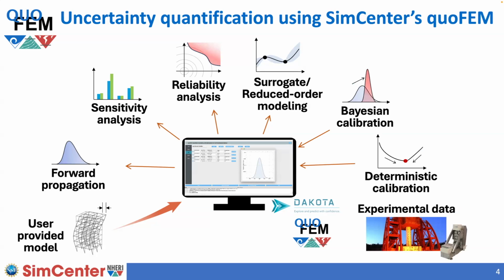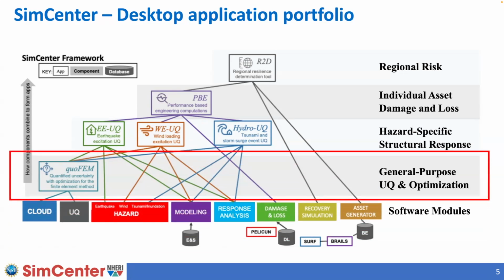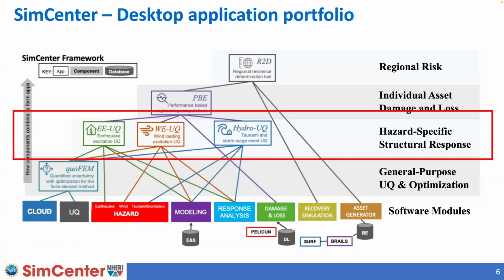So as I said, QuoFEM is powerful, but SimCenter has more. On this plot, you can see a hierarchical level of the 7 desktop applications that SimCenter developed. QuoFEM is at the bottom. It's the foundation of all the software, and it is used for general purpose uncertainty quantification and optimization. On top of QuoFEM, we add in hazard-specific modeling perspectives and created 3 hazard-specific structural response software. Namely, for earthquake engineering, we have EE-UQ. For wind engineering, we have WE-UQ. And for hydro applications, for water-related natural hazard, we have HydroUQ.